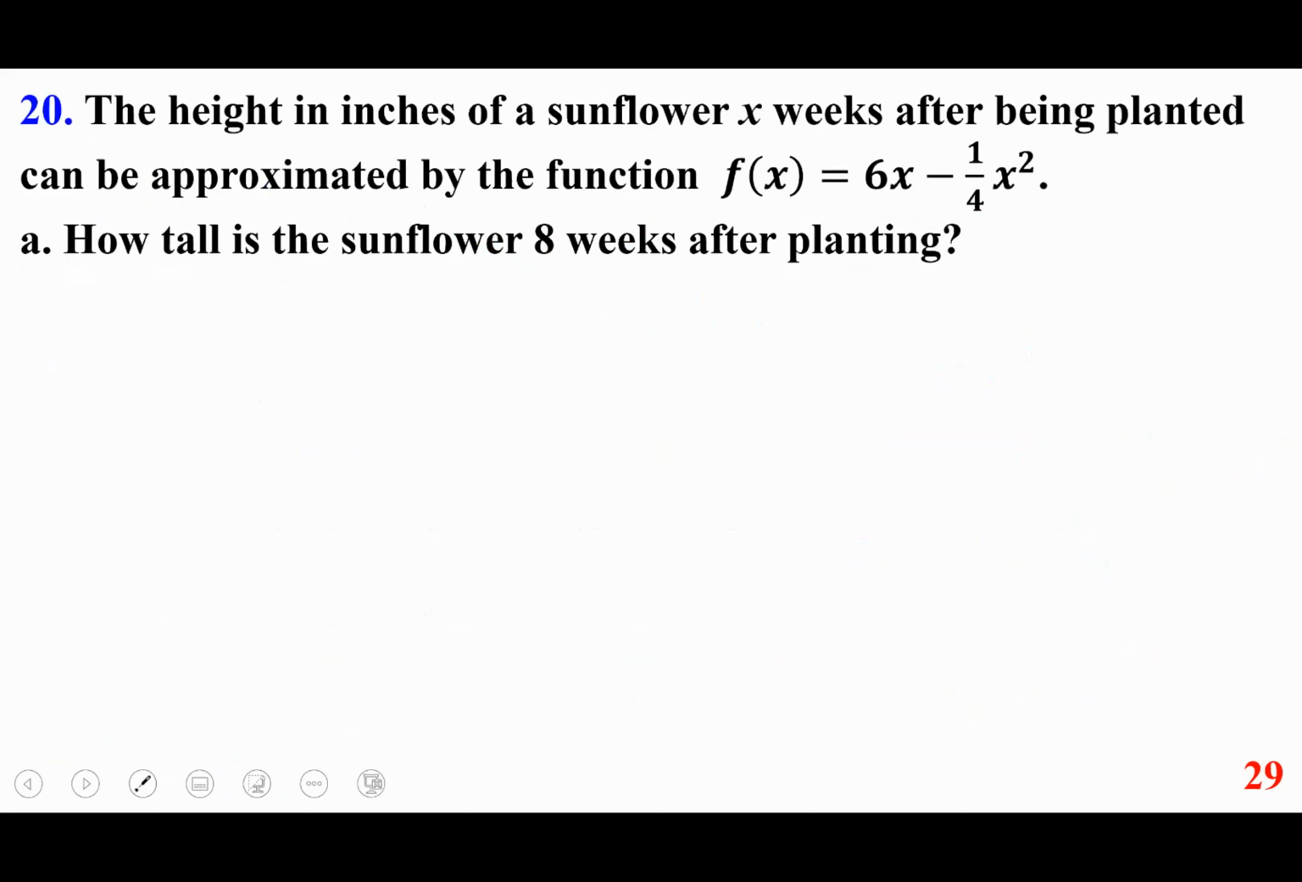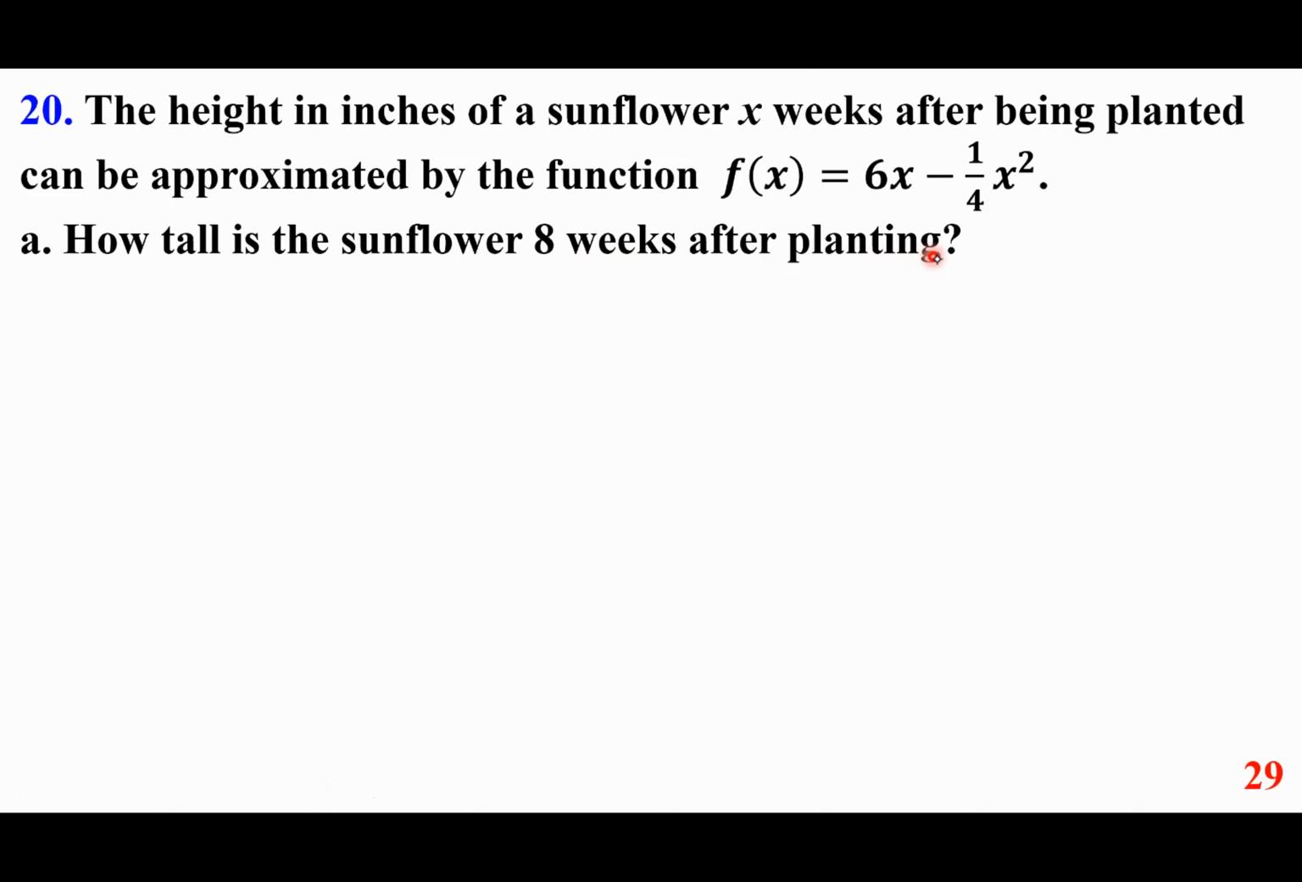Would somebody read this, please? The height in inches of a sunflower x weeks after being planted can be approximated by the function f of x equals 6x minus 1/4 times x squared. How tall is a sunflower 8 weeks after planting?